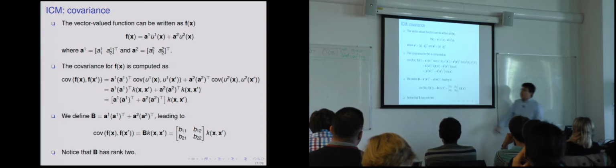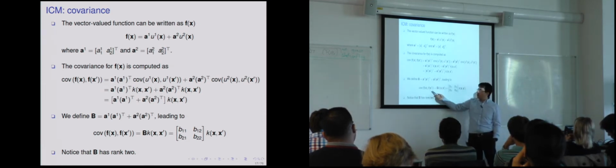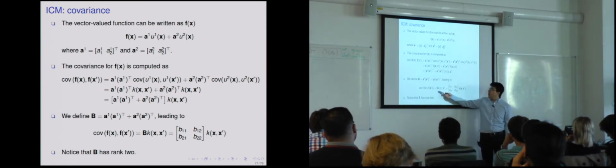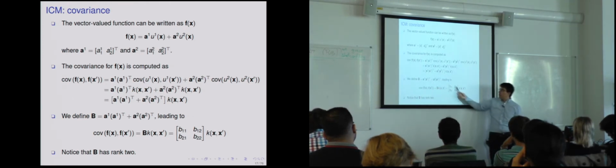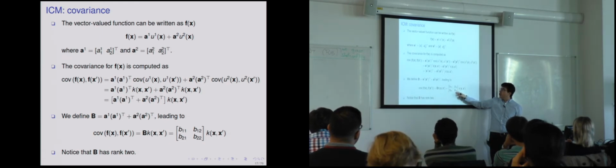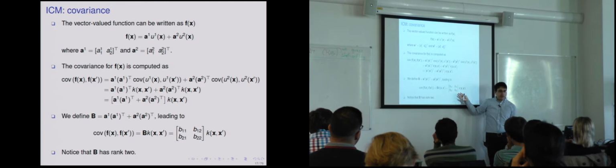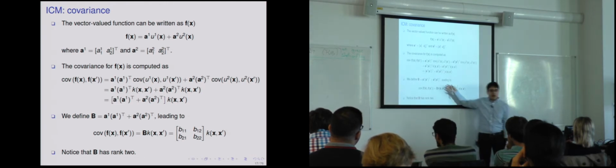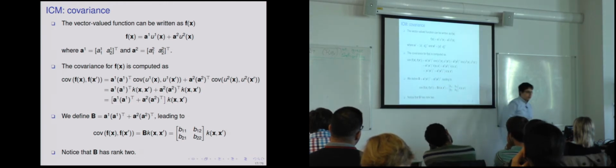And then again, I can express the covariance between f(x) and f(x') using this matrix B instead of these vectors A in this way. So it's just this matrix B times k. Something that is important to notice, maybe I didn't emphasize that before, is that this matrix is going to be symmetric, because we're doing these outer products.